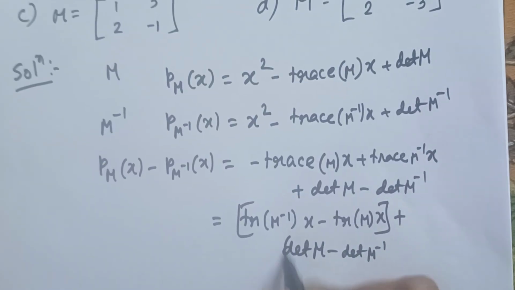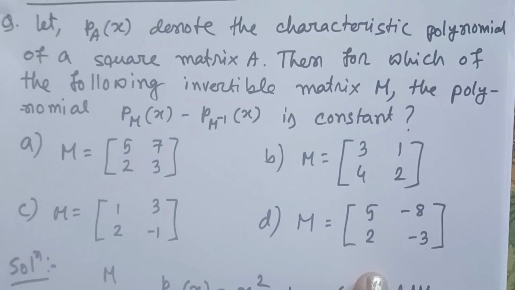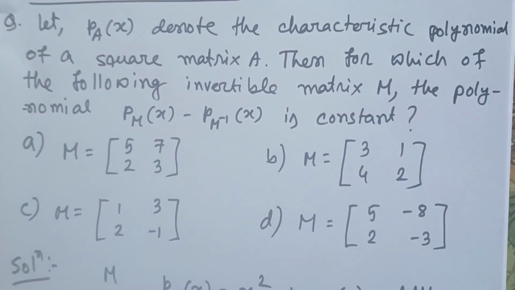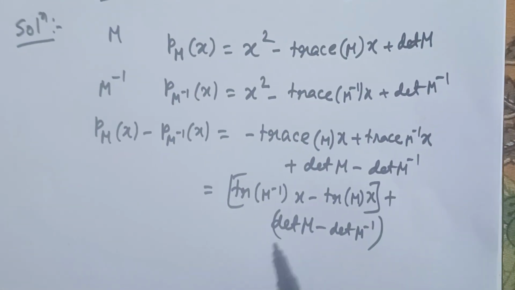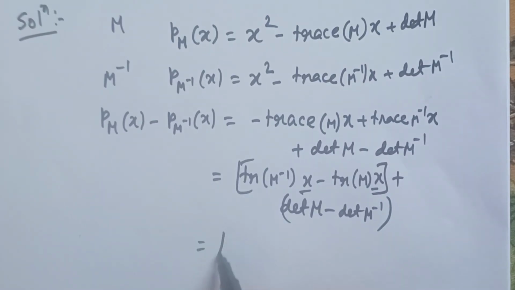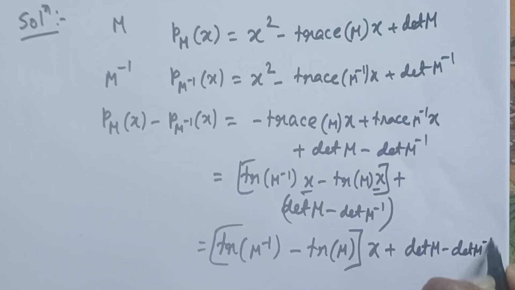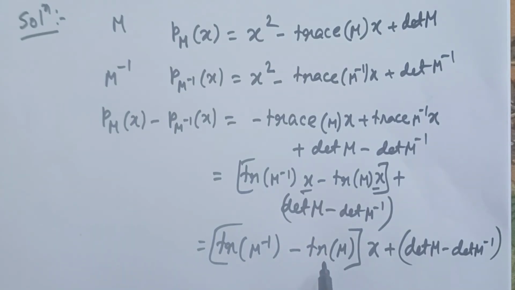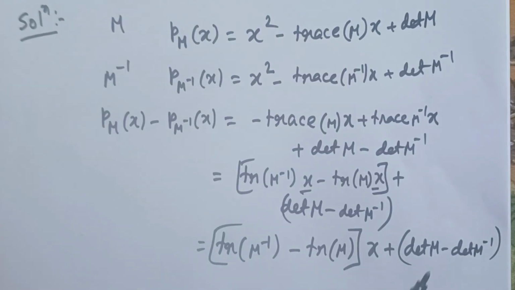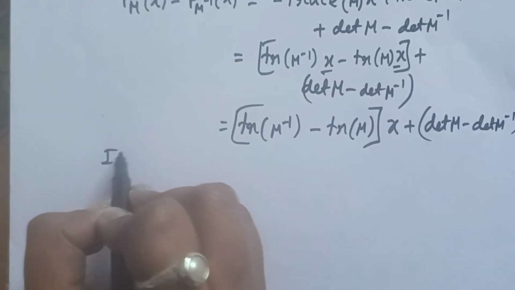Now if we check the question, it is given that P_M(x) minus P_M inverse(x) is constant. So no variable will be there. But we can see in our case x is there. x is with trace M inverse and trace M. So we can write this as trace M inverse minus trace M into x plus det M minus det M inverse. Then for the constant value, we only have to delete this trace part. Then we are left with det M and det M inverse, which will be constant.